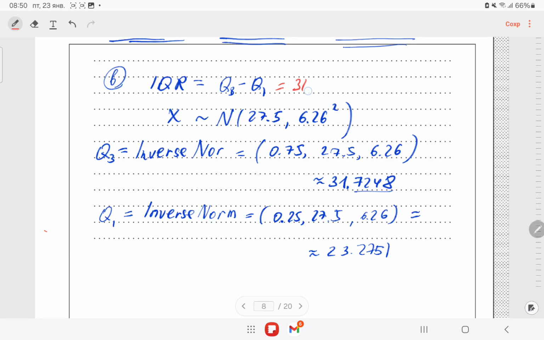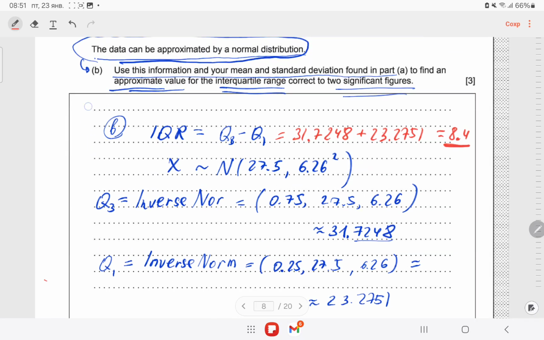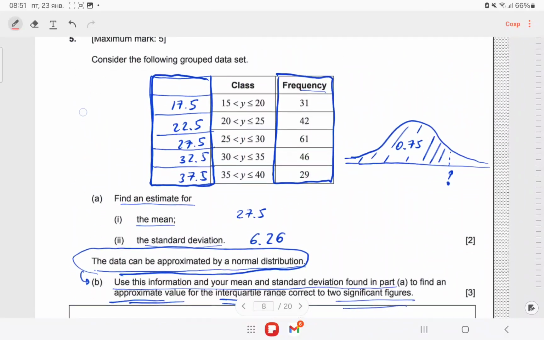So this is Q1, and now we're going to plug our values into the calculation: 31.77248 minus 23.2751. Of course, everything here you can do using your calculator because it is Paper 2, right? So the final answer is 8.4 to two significant figures, okay? 8.4. So that's how we can solve question number 5.